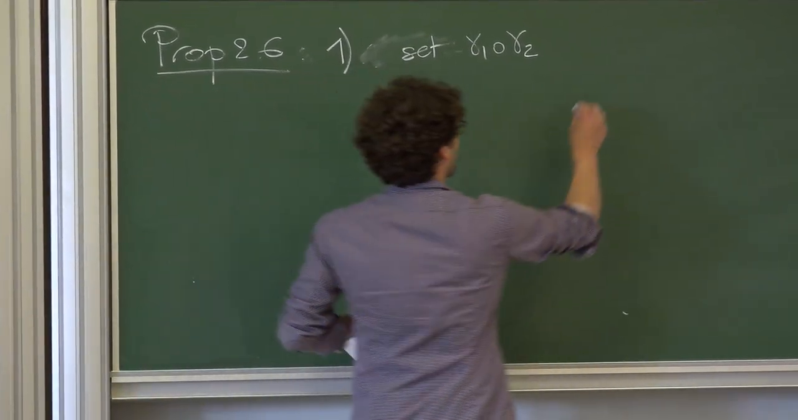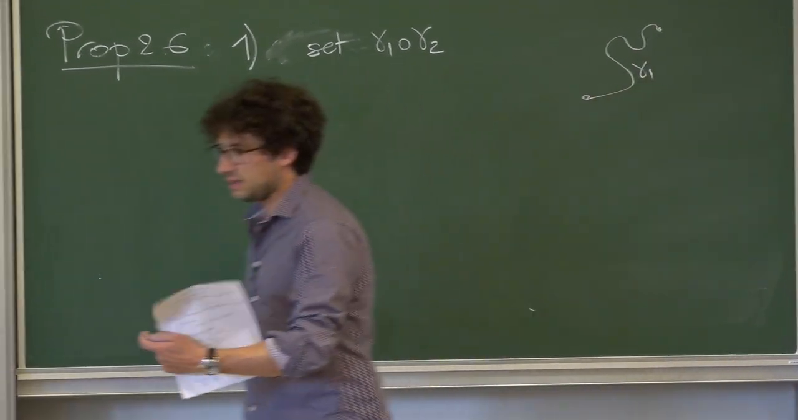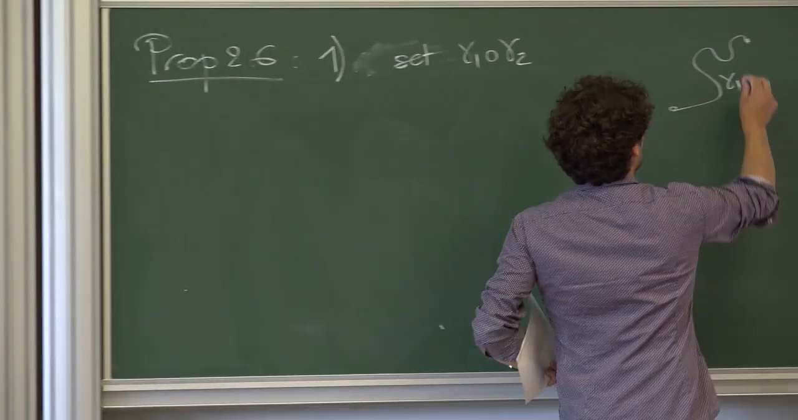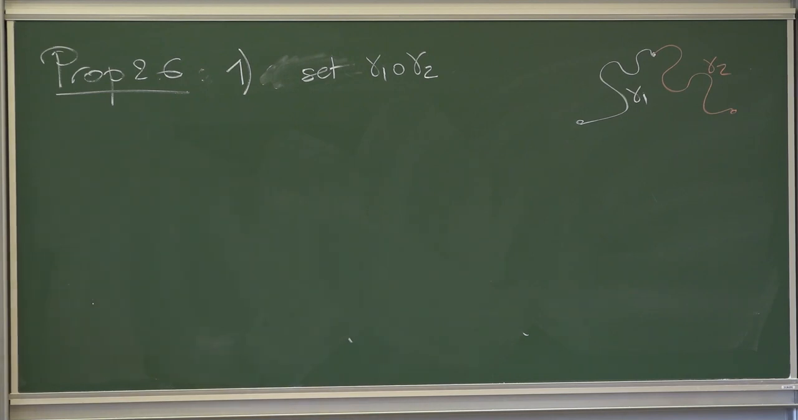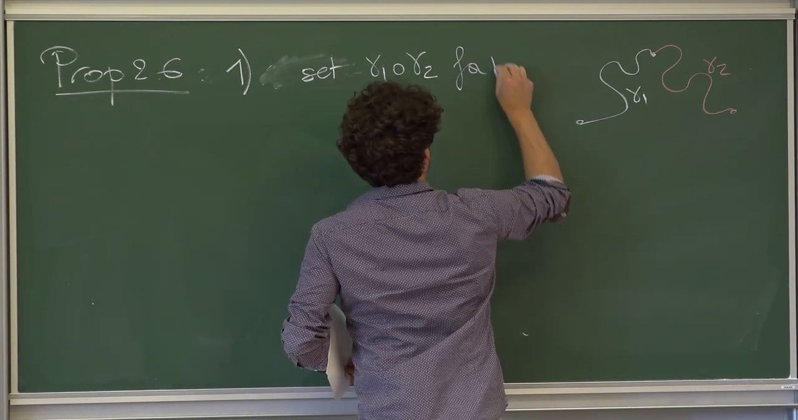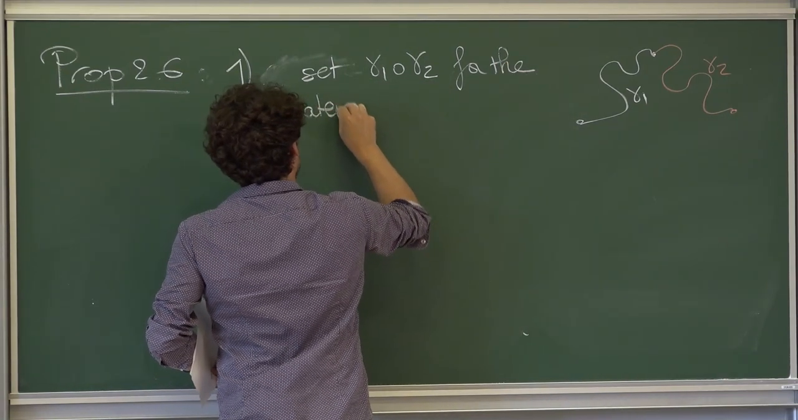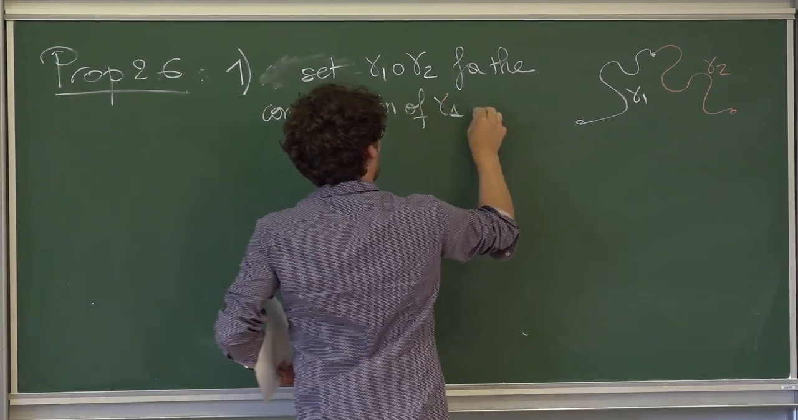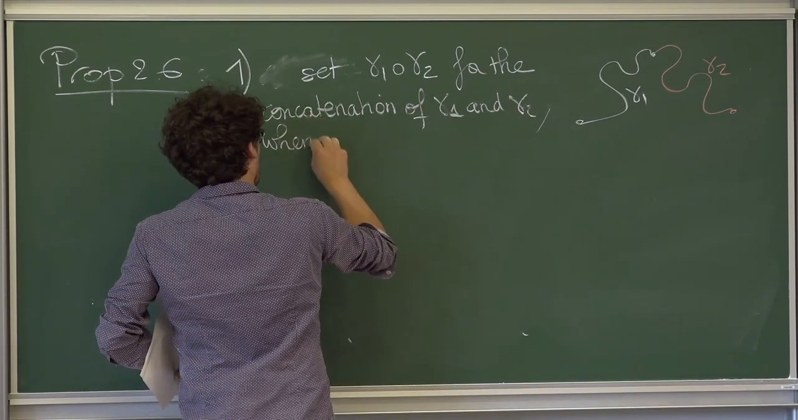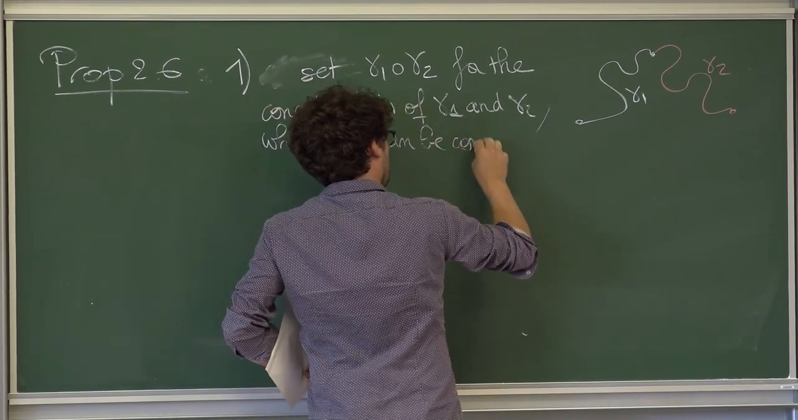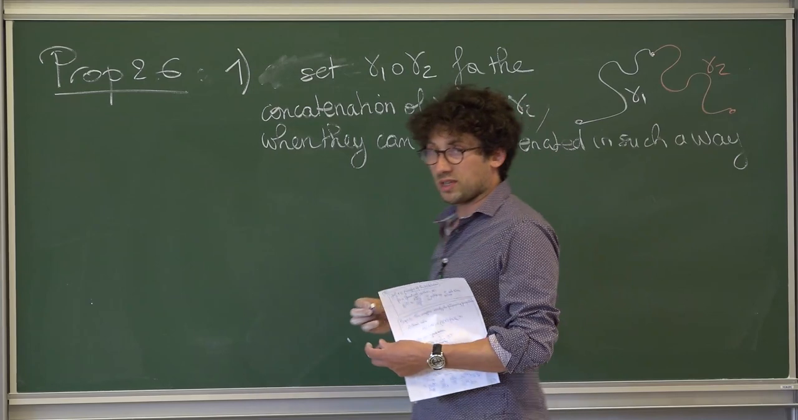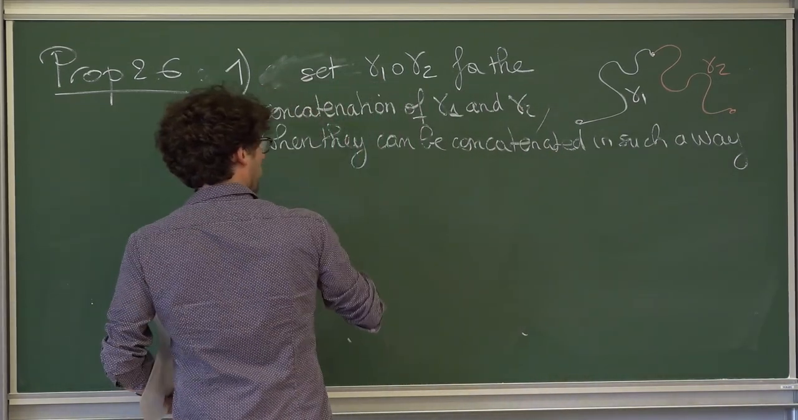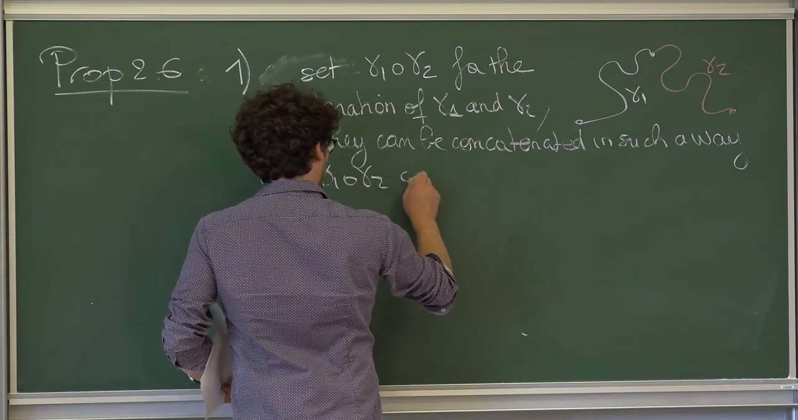two walks. Imagine you have a first walk. This is gamma 1. And you just concatenate the next one, if you can. Notice that gamma 1 is an edge-avoiding walk. It's not allowed to go back to the same edge. So if you can, you call this the concatenation of gamma 1 and gamma 2 when they can be concatenated in such a way that the concatenation is a potential backbone, in such a way that gamma 1, gamma 2 can be a backbone.